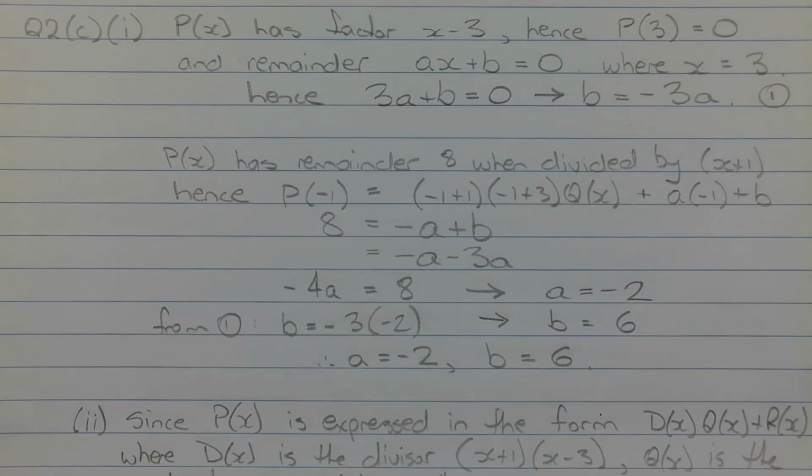The second fact we need to consider is that P(x) has a remainder of 8 when divided by x + 1. So by the remainder theorem, P(-1) = 8. Substituting -1 into the right-hand side of the polynomial equation, we get P(-1) = (-1 + 1)(-1 - 3)q(x) + a(-1) + b.